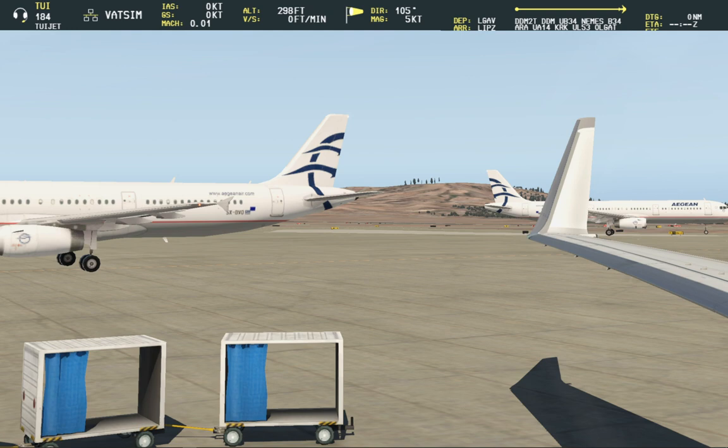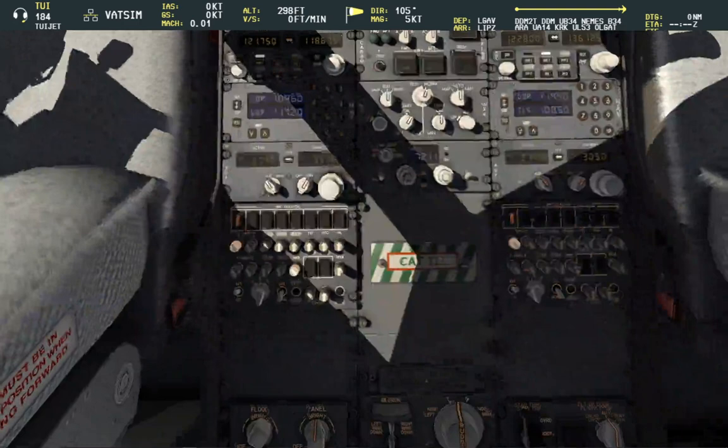Let's give it 10 seconds to lock. Siberian 229, are you ready to taxi? So, we made a lock.